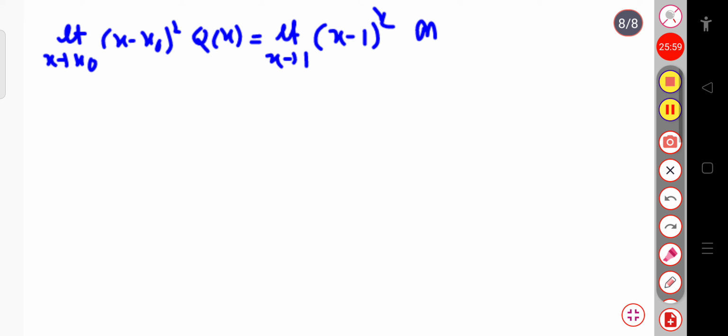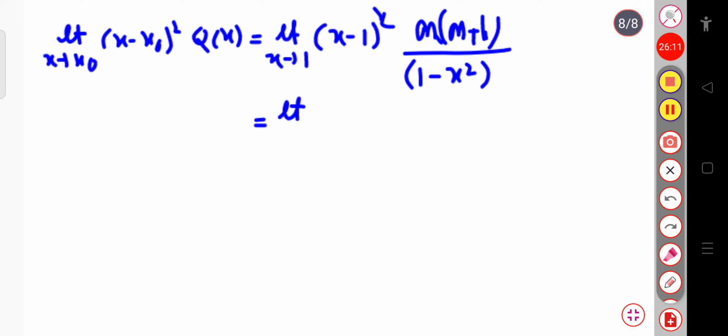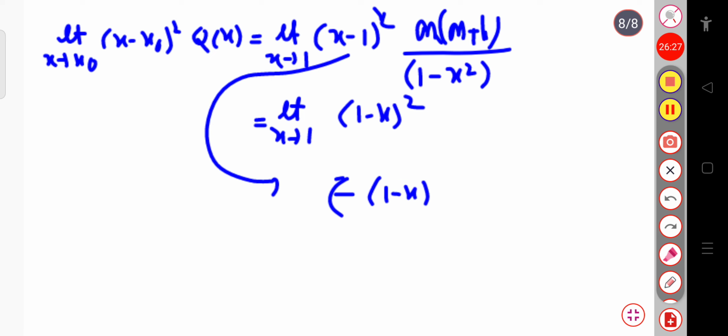So this is m into m plus 1 divided by 1 minus x square. Again, this is equal to limit x tends to 1. Now x minus 1 whole square can also be written as 1 minus x whole square. Why? Because if I take the minus sign common, this becomes minus of 1 minus x, whole square. This minus square is simply equal to plus 1. So x minus 1 whole square is also equal to 1 minus x whole square.